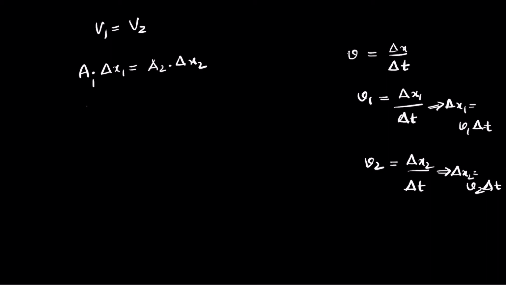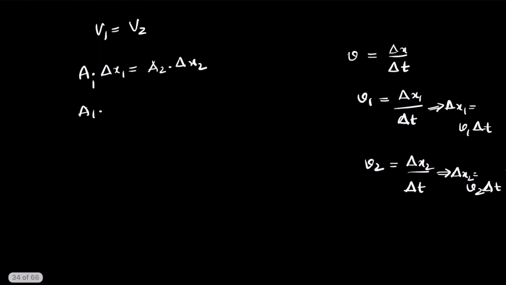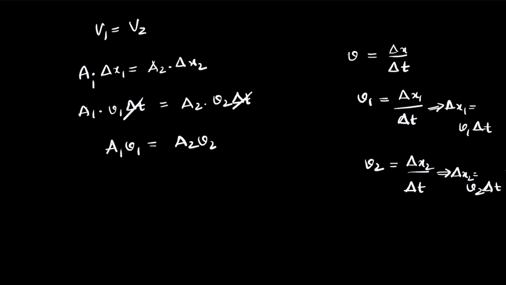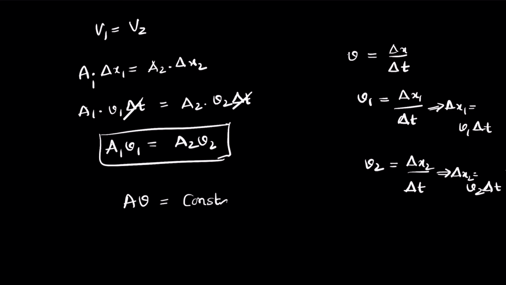Now putting the delta x1 and delta x2 values into the condition, we get A1 times V1 delta t, and A2 times V2 delta t. So delta t cancels, and we get A1 V1 equals A2 V2. From this we understand that A and V are related. When you remove that proportionality, we can write that AV is constant.